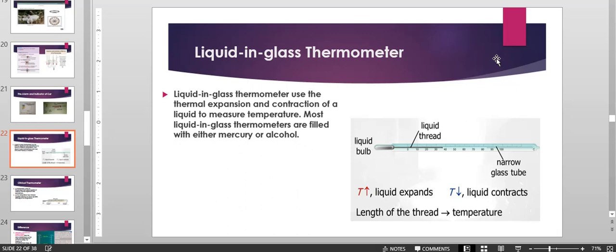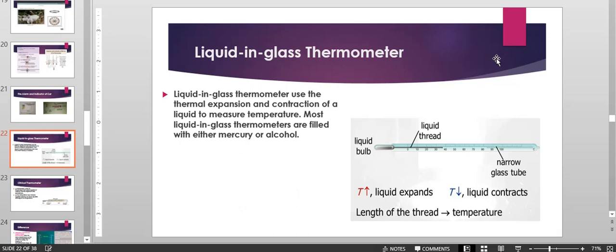Let's begin with our today's lecture, that is liquid in glass thermometer. Liquid and glass thermometers use the thermal expansion and contraction of liquid to measure temperature. Most liquid and glass thermometers are filled with either mercury or alcohol, or sometimes with glycerine as well.